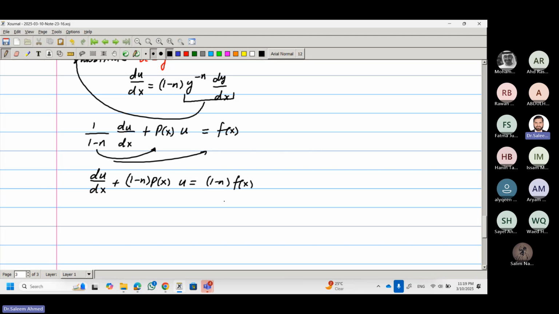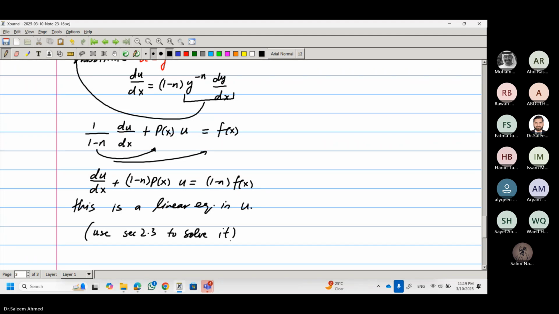It's a number. You can multiply. This is a linear equation in u, not in y now. It's in u. And we can use section 2.3 to solve it.